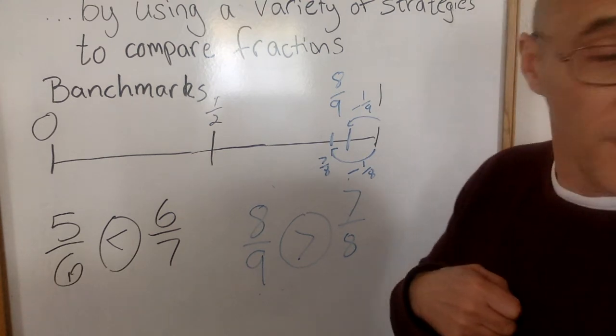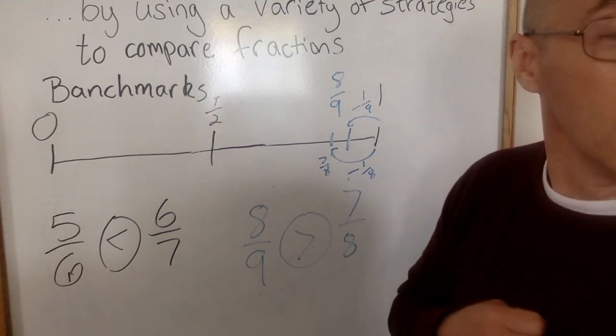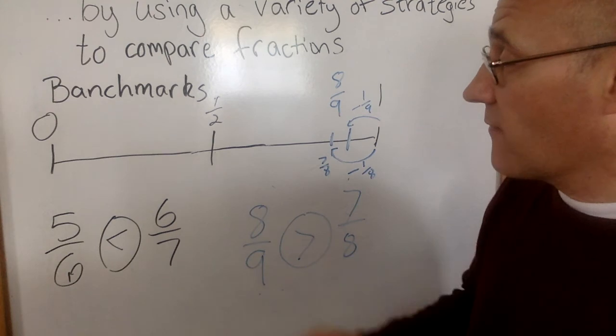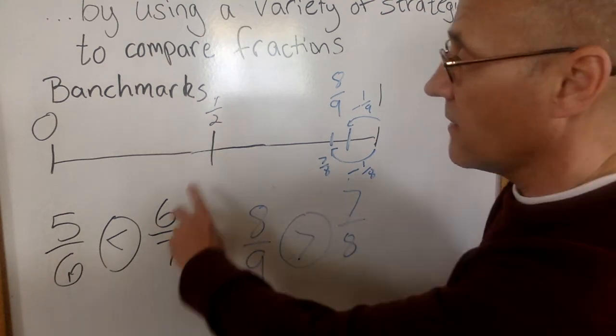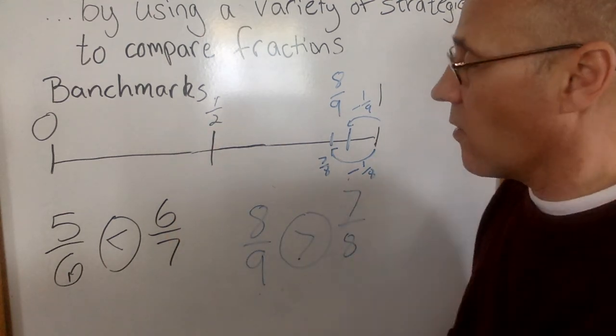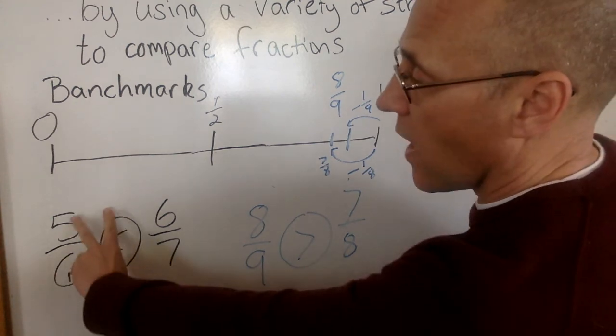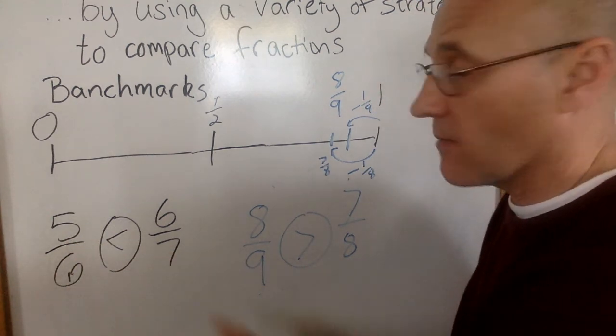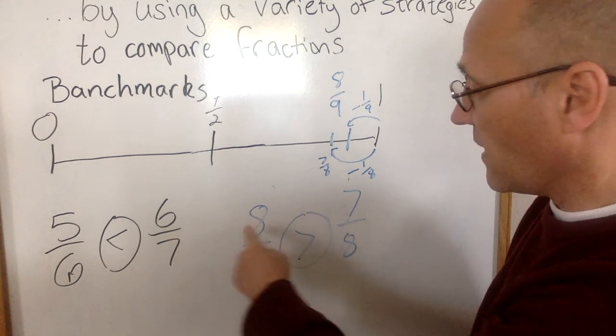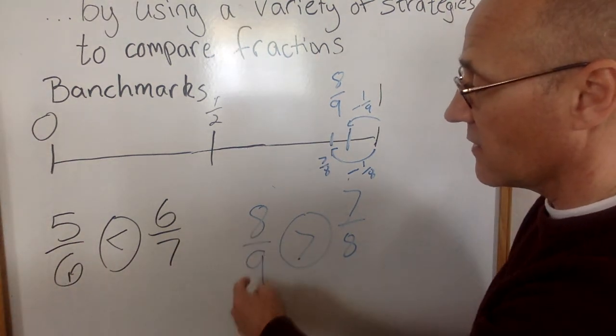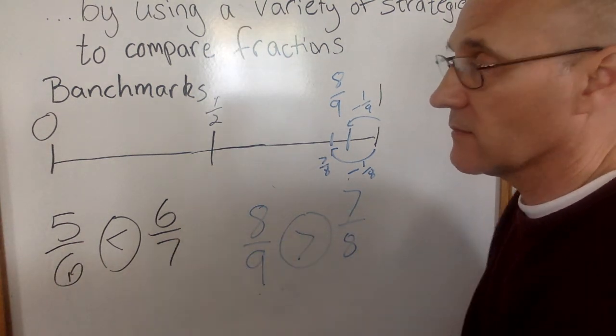All right. Good luck with these special cases of being near a benchmark, being near a half or a whole. I know these are 1 unit fraction away from a whole because the difference between the numerator and denominator is 1.